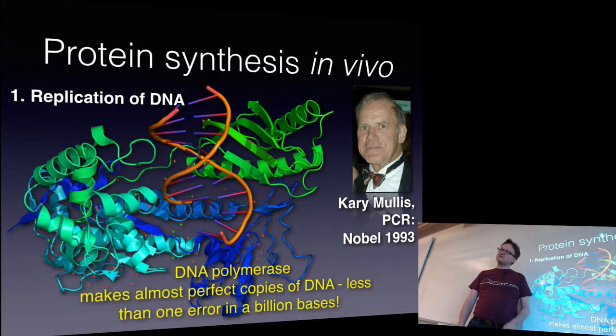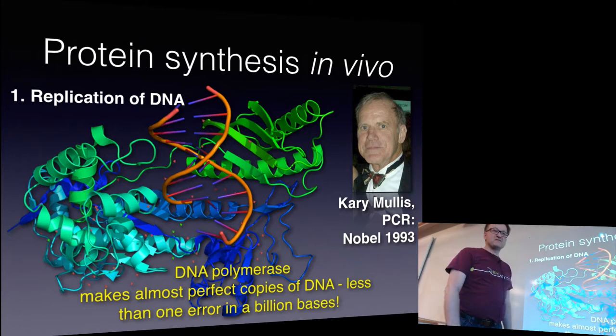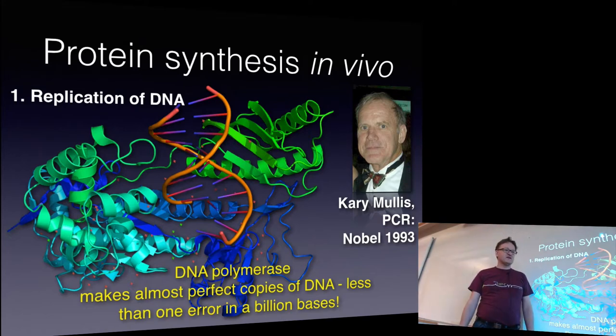But the fundamental point is that you needed a protein that was thermostable. And it was actually discovered in Yellowstone. He didn't discover it, he just stole the protein. But stealing is good.